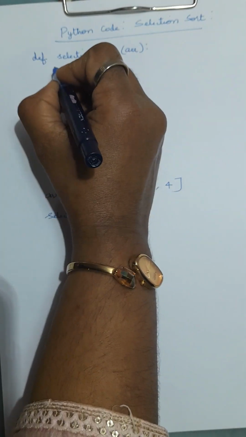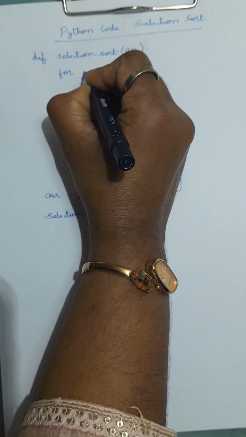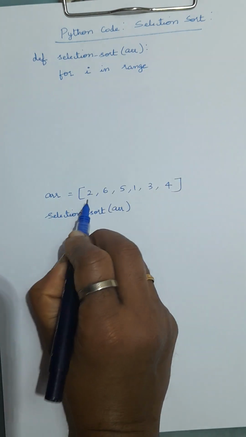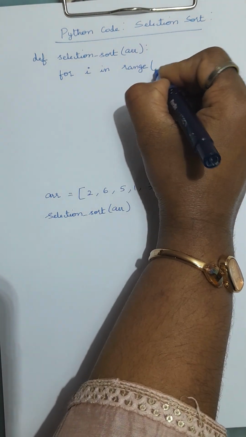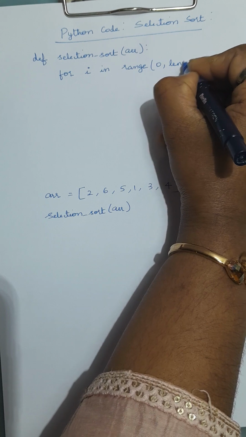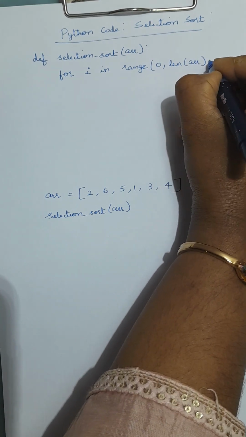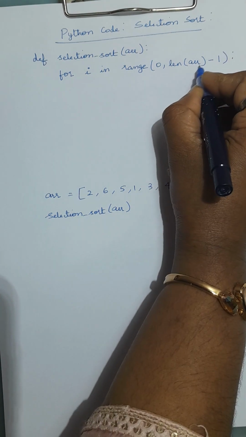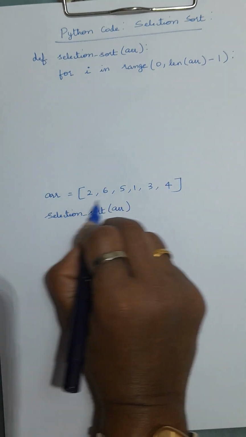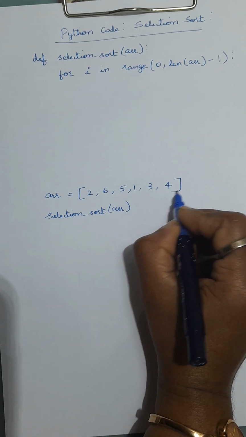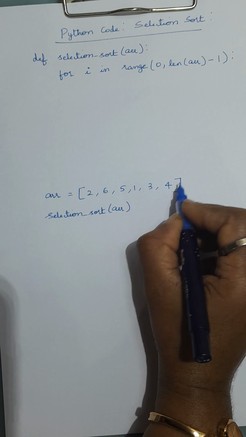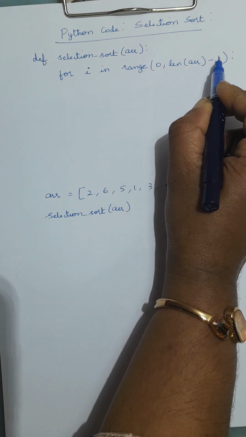Then the outermost for loop, we have to trace all the elements. So for i in range, we have to start from 0th position, range 0 to len of array minus 1. Why len of array minus 1? Because after the entire sorting, we need not check for the last element, because the last element will always be the sorted one. That's why it is len of array minus 1.